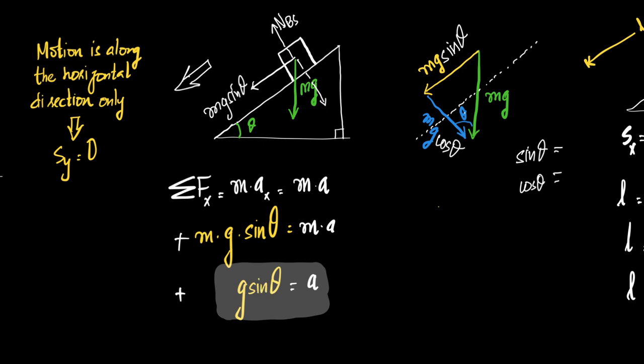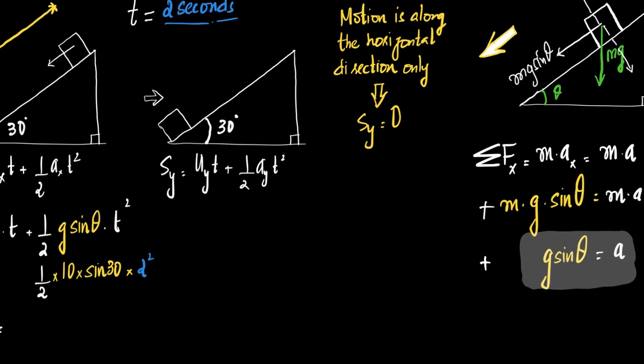Why did we take plus? Because mg sine theta is along the net direction of motion. Mg sine theta is acting along the net direction of motion. Since both of them are in the same direction, we'll take mg sine theta as positive. So what is a equal to? A is equal to g sine theta.